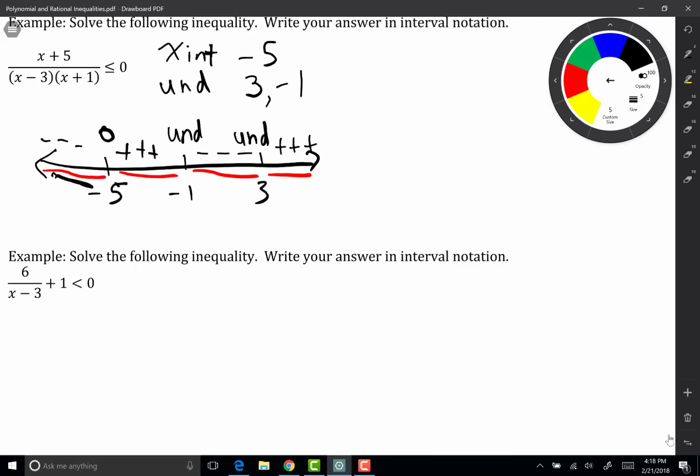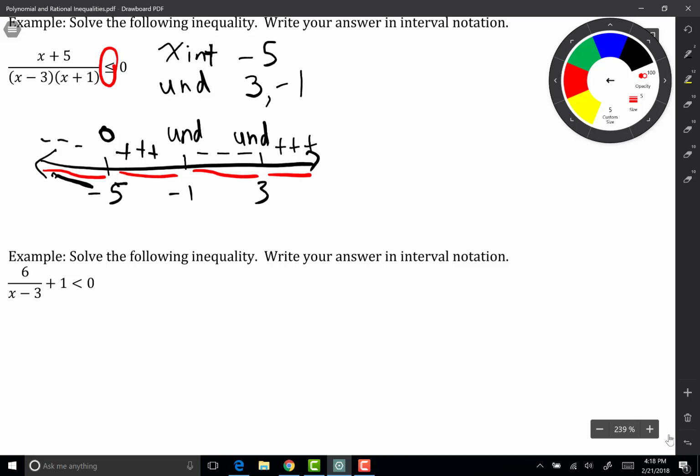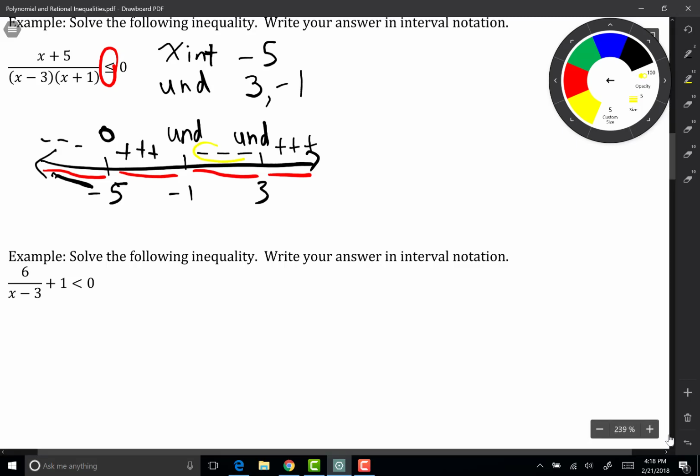Okay, now that we've made the sign chart, I'm going to go back and look at the question. This question is saying, where is this rational function less than or equal to 0? So I want to pick values on my sign chart where it's negative or it's equal to 0. The places that it's negative is this interval right here and this interval right here. It's also equal to 0 right here. Here's my x-intercept. So I want to make sure I include that -5.